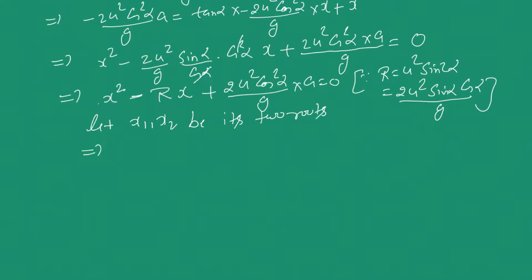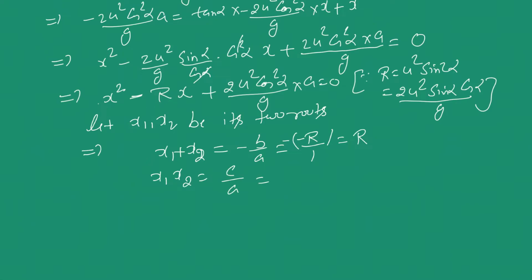This implies that the sum of roots, we know that x1 plus x2 is equal to minus b by a, so this will be r by 1, and minus, here is minus, so this will be r. And the product of roots is given by c by a, which is equal to 2u square cos square alpha divided by g dot a. You may name these as equation number 3 and equation number 4.